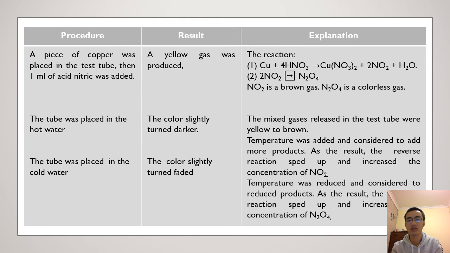If you put the system in the cold water, the temperature will be reduced, and the system is considered to have reduced product. As the result, the forward reaction will speed up and increase the concentration of dinitrogen tetroxide. So finally, the color slightly faded.